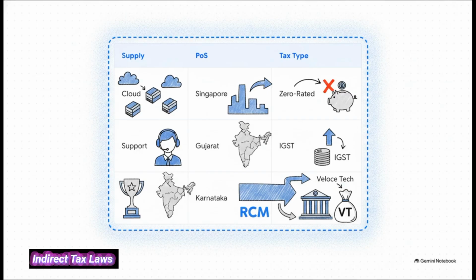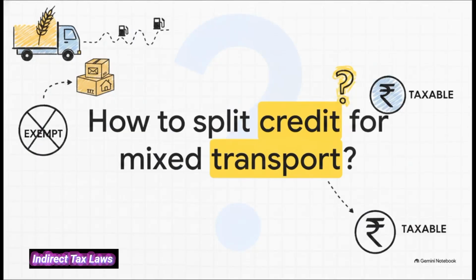Even though Veloci Tech is the recipient of the sponsorship, they are the ones legally obligated to pay the IGST directly to the government, not the supplier. Next up is Scenario 3.